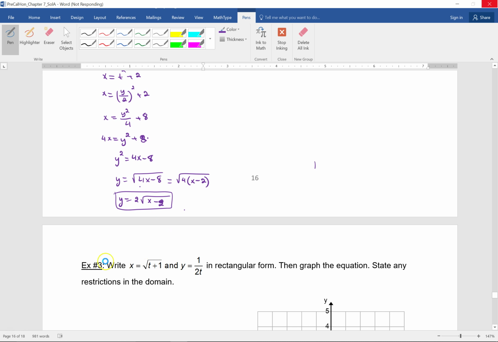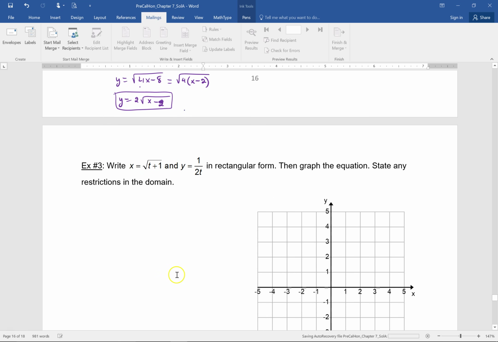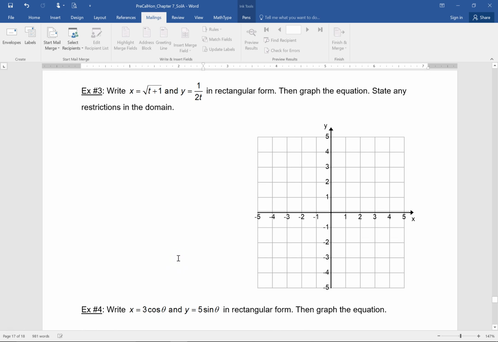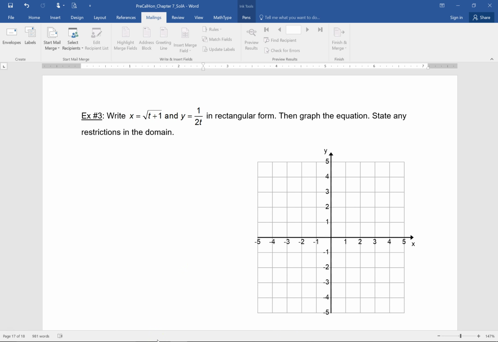All right. So in example 3, I'm going to pause the recording for a few minutes. I want you to graph this equation. Okay? So actually, you know what? Let's do it together. Because I don't want you to do it using the chart this time. We're going to put it in rectangular form first, then do the chart.